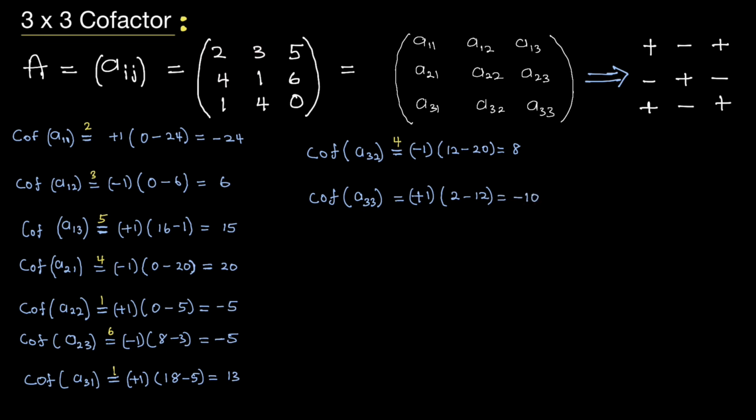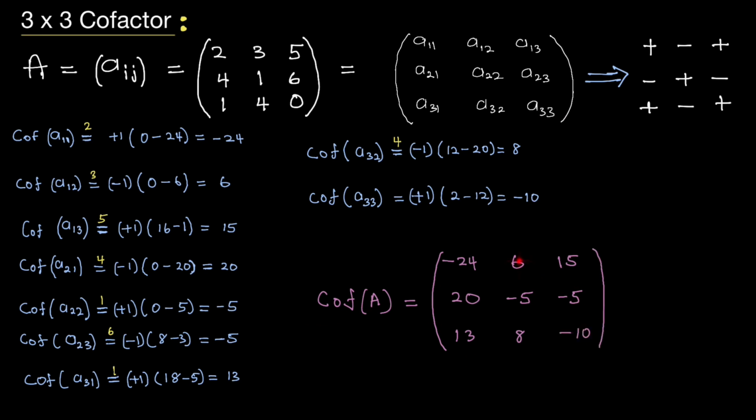Now we go to the cofactors and replace the elements with their cofactors. So for the cofactor of matrix A, we would have minus 24, plus 6, plus 15, plus 20 for A21, minus 5, and 13, 8, because A32 is 8, and A33 is minus 10. And that's the cofactor matrix. We can use the cofactor to find the determinant of this matrix: it will be that times the 2 element, plus 6 times 3, plus 15 times 5. That will be the determinant of that matrix.